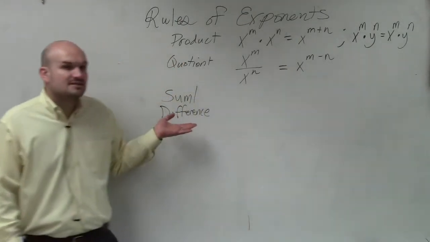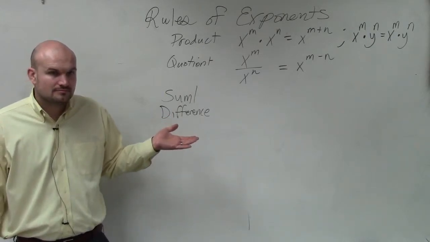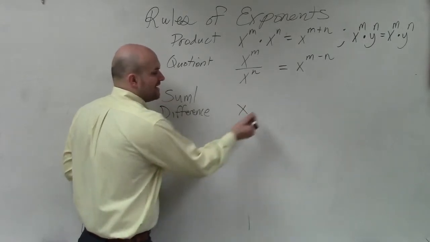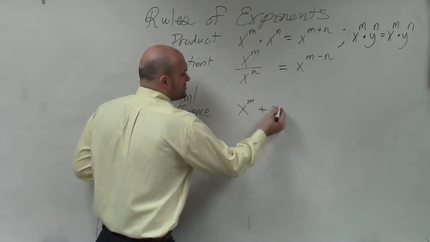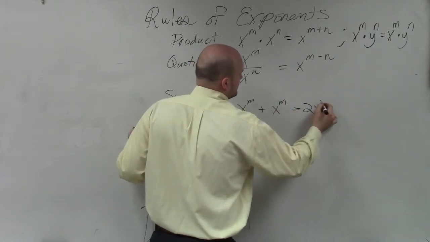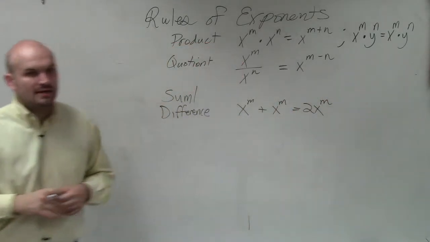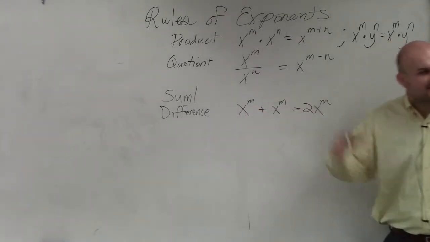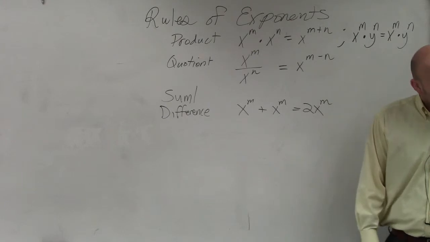So now let's look at the sum and difference. If I'm adding 2 powers, I not only have to have the same base, I also have to have the same power. Right? x squared plus x squared. They both have x, and they both have squared. So x squared plus x squared is 2 x squareds. So when you're adding and subtracting, not only do you have to have the same base, you also have to have the same power. So I really want you guys to remember that.